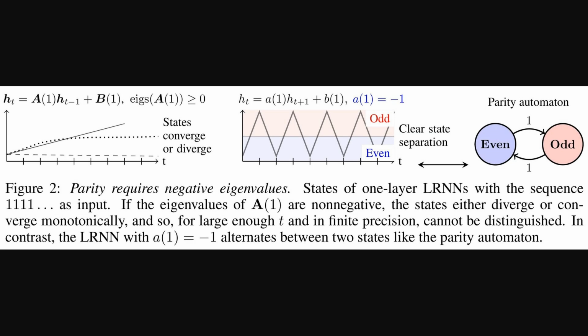Building on that, this figure gives a great visual intuition for why parity fails with standard LRNNs. Okay, so with only positive eigenvalues, the internal state either converges or diverges monotonically. It can't really flip-flop effectively over time. But look at the middle plot. When you allow a negative eigenvalue, say -1, the state clearly alternates between two distinct regions. This perfectly mimics the even and odd states required by the parity automaton shown on the right.